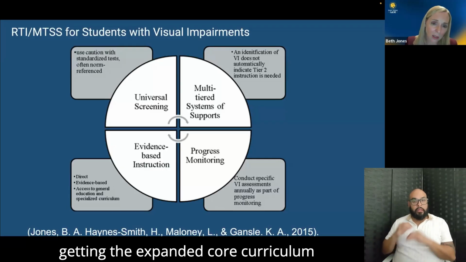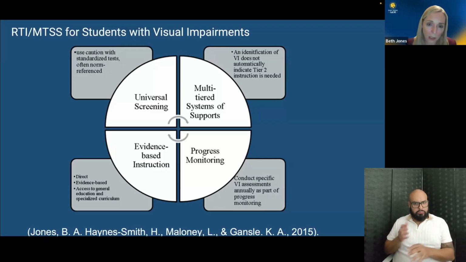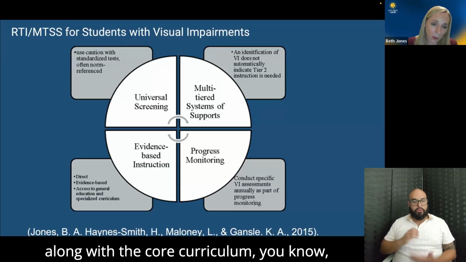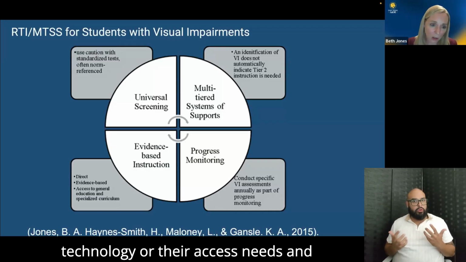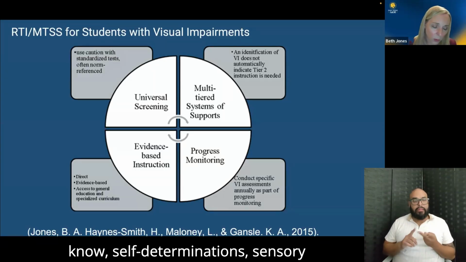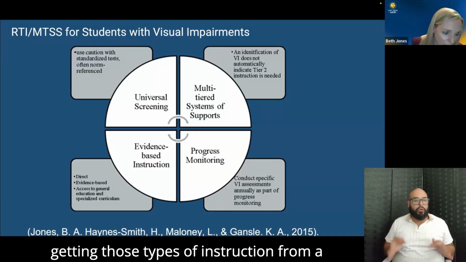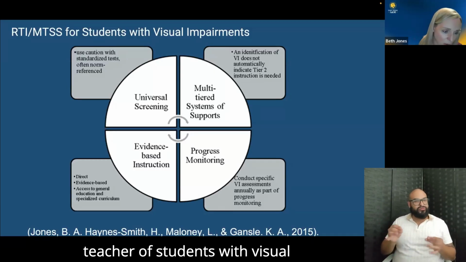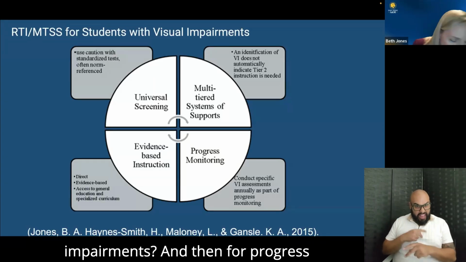Are they getting the expanded core curriculum instruction that they need that goes along with the core curriculum, to help them with their assistive technology or their access needs, and those other skills that go along, self-determination, sensory efficiency, those kinds of things? Are they getting those types of instruction from a teacher of students with visual impairments?